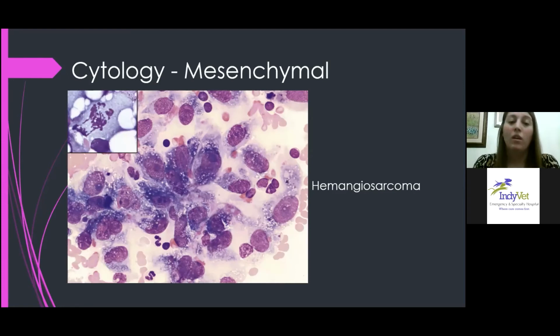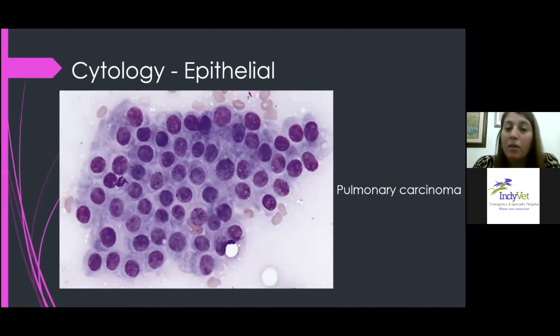This is specifically hemangiosarcoma. On this slide, the tiny picture on the left is a mitotic figure, indicating that it's more likely to be malignant. And you can see these kind of spindly shaped cells that are larger in the middle and taper to the ends. This is an epithelial class of tumor, specifically a pulmonary carcinoma. You can see they're kind of polygon shaped. They like to stick together and they're pretty uniform in shape.